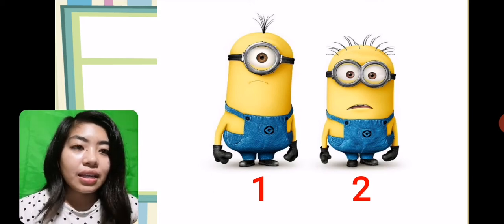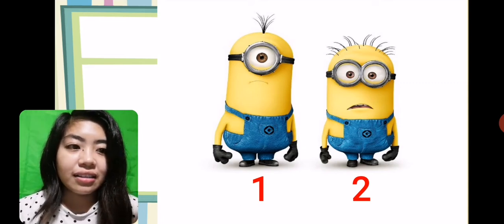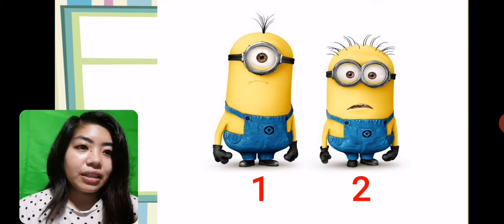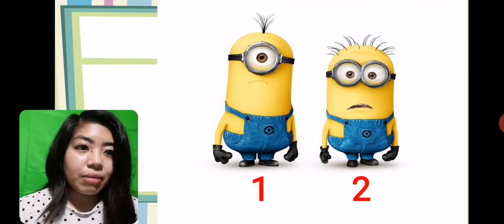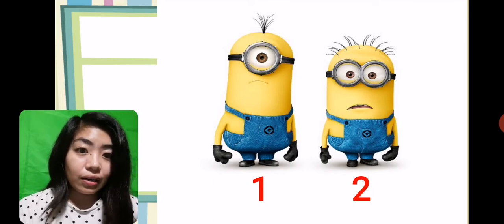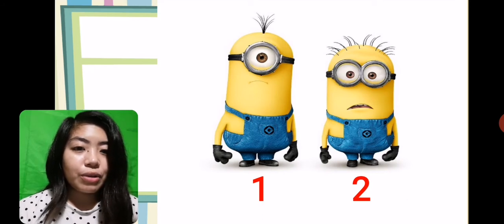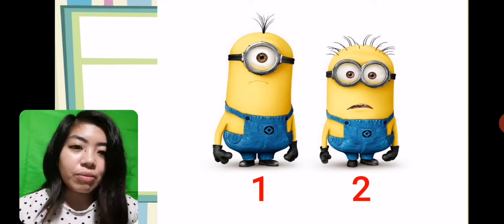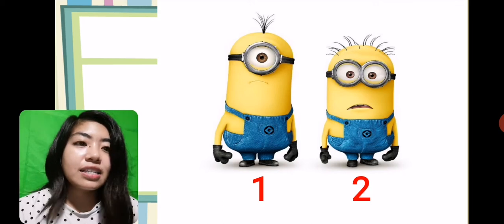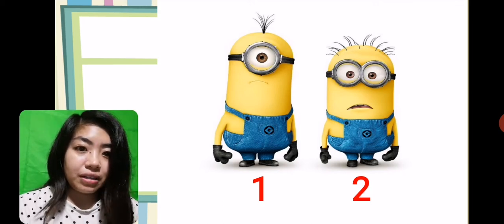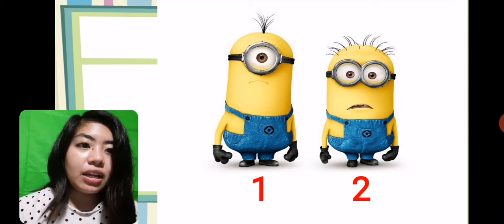Next is, mapapansin nyo is yung kanilang eyes. So, yung si minion number 1, isa lang yung eye niya. Then, si minion number 2 is dalawa yung kanyang eyes. Then, pertaining sa lips, si minion number 1, ang lip niya is naka-close, while si minion number 2 is naka-open. So, yung mga napansin yung characteristics, kung may makikita pa kayong ibang characteristics nilang dalawa na pinagkaiba, so that pertains to their properties.